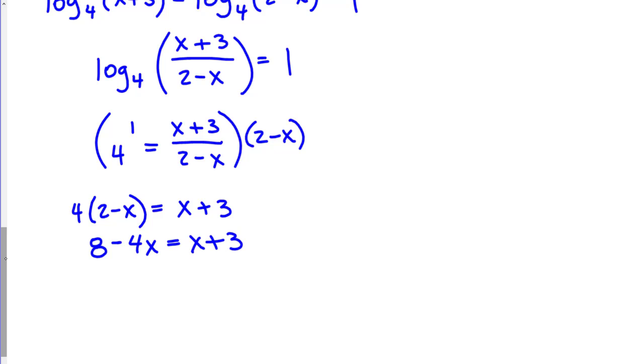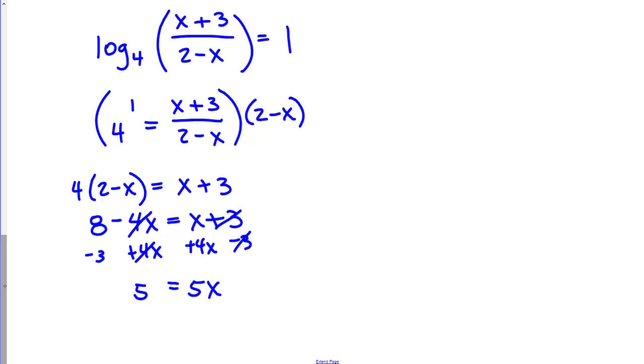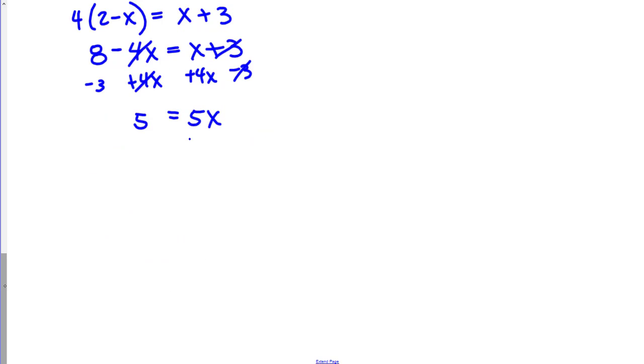And if I add 4x to both sides, subtract 3 from both sides, so the 3's are going to cancel, these are going to cancel. 8 minus 3 is 5. 4x plus x is 5x. I'm almost done. I just need to divide both sides by 5 so that x is equal to 1.